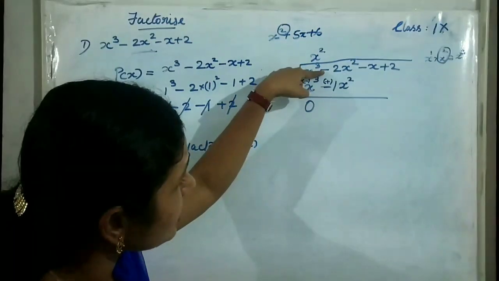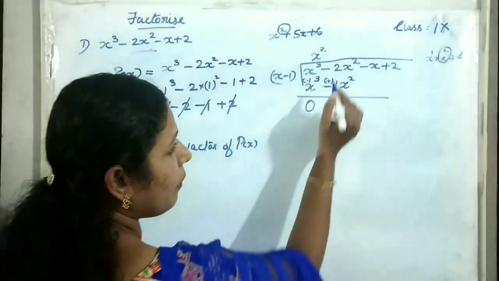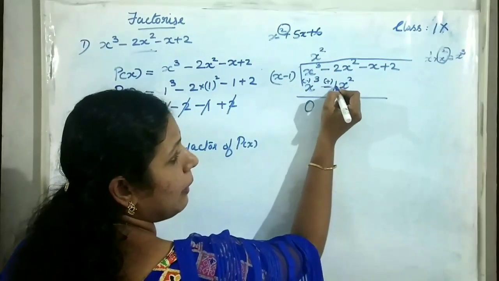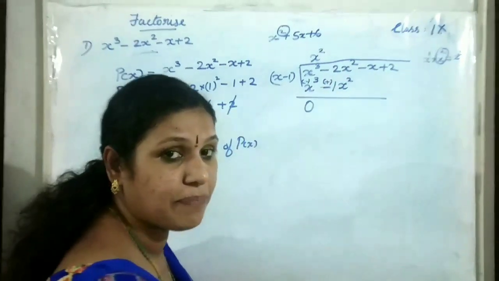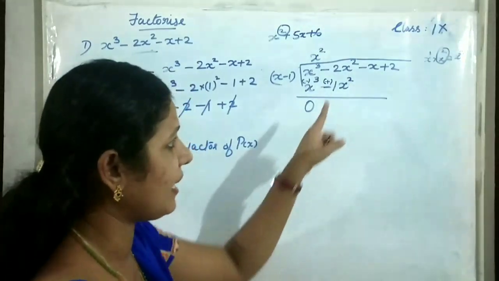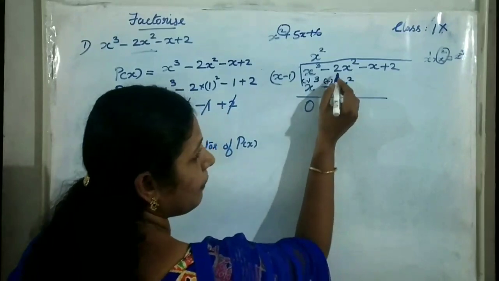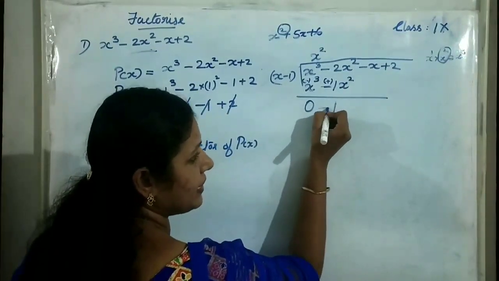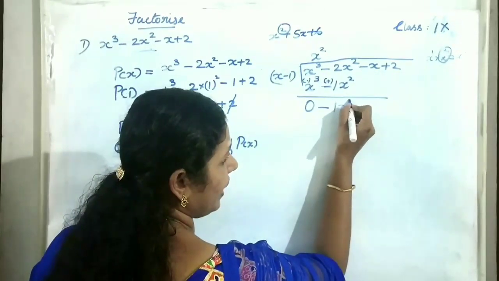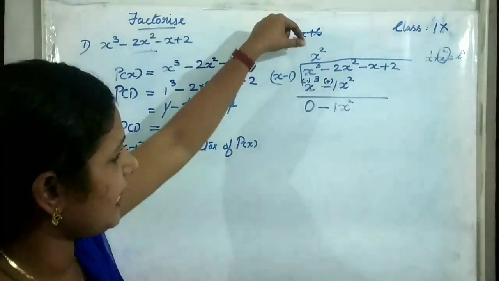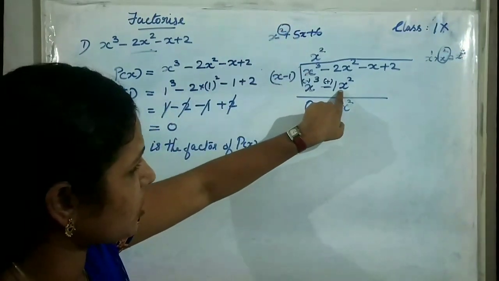Then minus 2x square plus 1x square is what? Different signs come, then we subtract and put the bigger number's sign. Like 2 minus 1 is 1, and the bigger number's sign is minus. That is minus 1 x square. How do we get this? X square into x is x cube. X square into minus 1 is minus 1 x square.